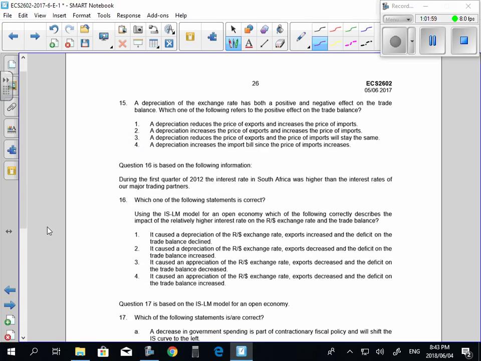Question 15. Depreciation in the exchange rate has both a positive and negative effect, as we saw earlier. Remember, how does it affect your exports and imports, and how does it affect your import bill? Right? Depreciation reduces the price of exports and increases the price of imports.